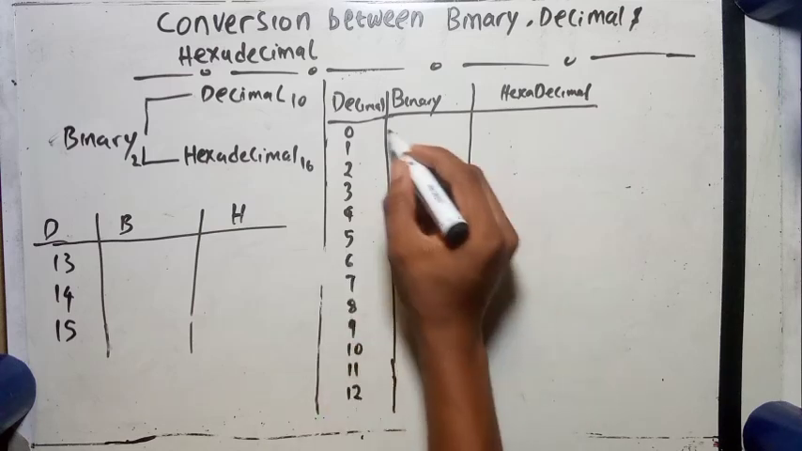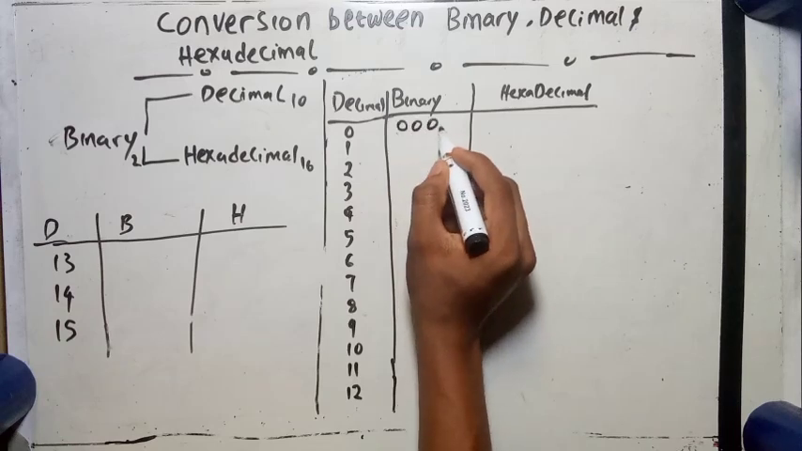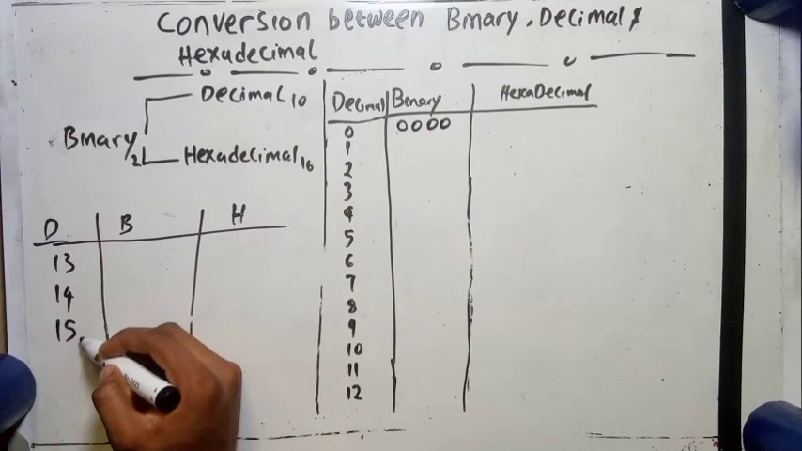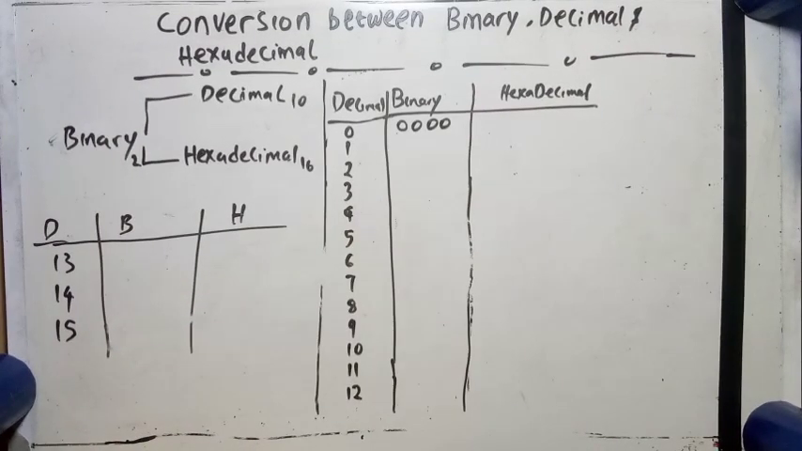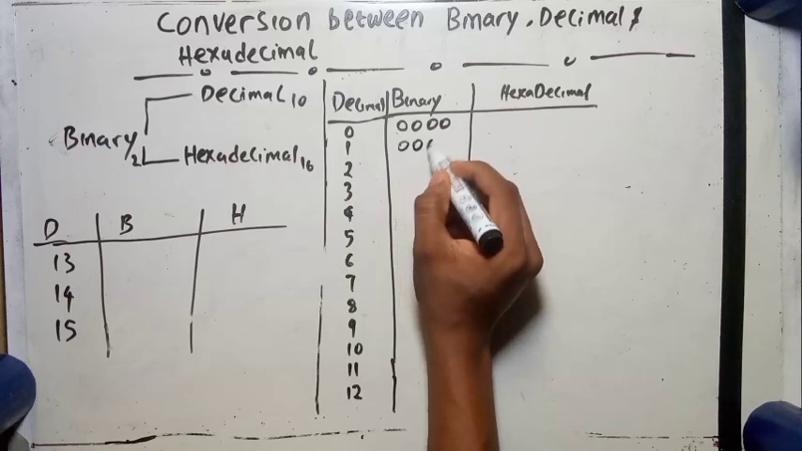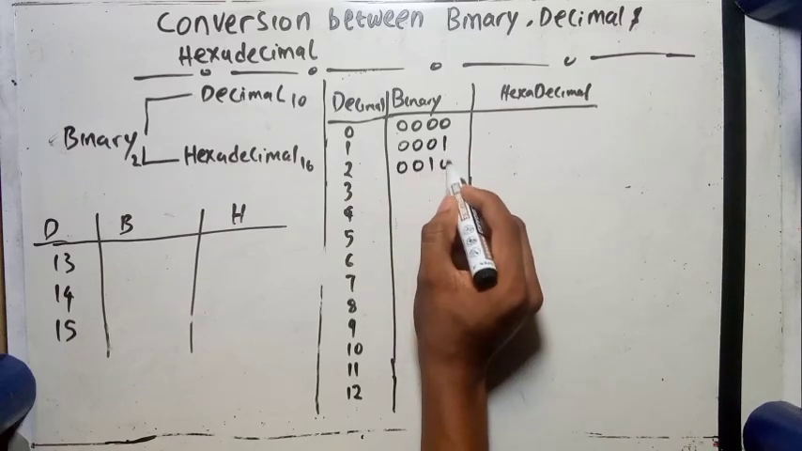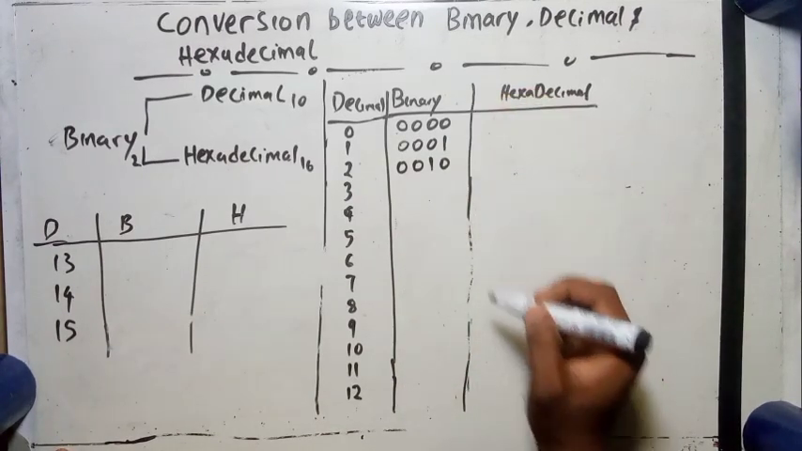Okay. Now our 0 in binary is going to be what? 0, 0, 0, 0. Why is it 4? We are stopping at 15. 15 is going to have 4 digits, so we are taking it in fours. The next one is going to be 0, 0, 0, 1. The next one, 0, 0, 1, 0. This is time consuming, but let us do it our normal column way.